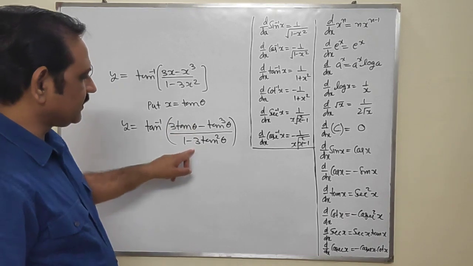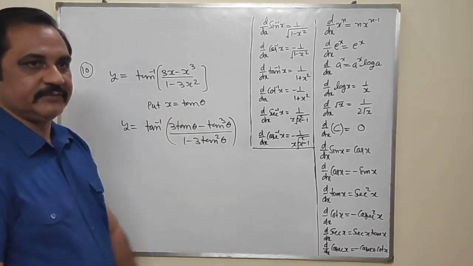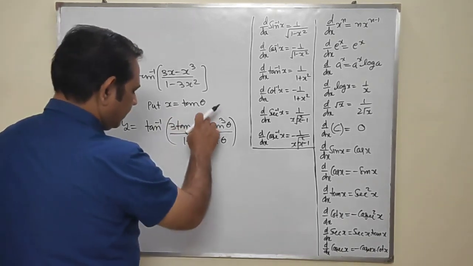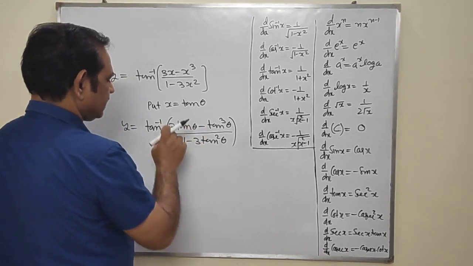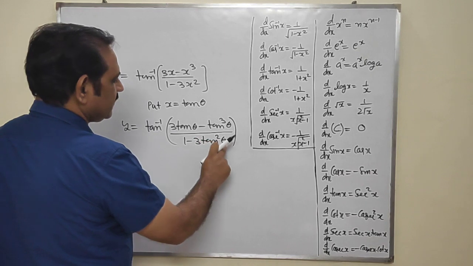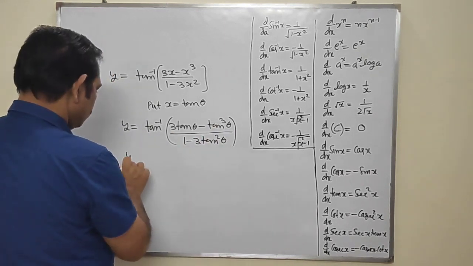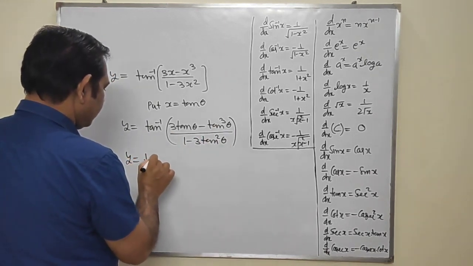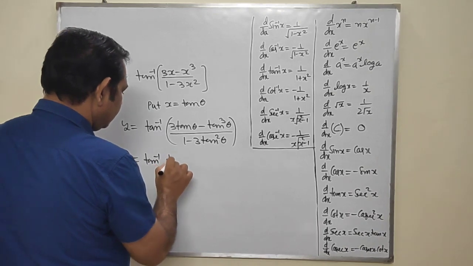You know this formula. This is the formula of tan 3 theta. You have known this formula in class 11: 3 tan theta minus tan cube theta upon 1 minus 3 tan square theta. So y is equal to tan inverse tan 3 theta.